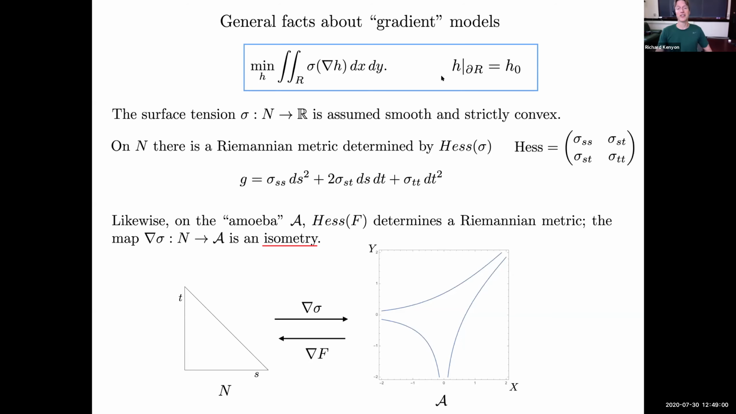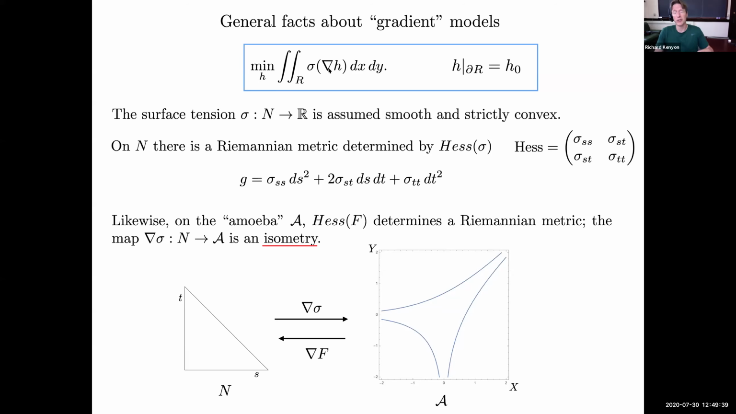So let's get started. Here's the general kind of variational problem we're trying to solve. We have a region R in the plane, right? X and Y are the coordinates in the plane. R is some closed region, and on the boundary of R, we have some fixed Dirichlet boundary conditions. And we're looking for a function h which minimizes this surface tension integral. And the important fact today is that it's a gradient model in the sense that the surface tension only depends on the gradient of h, the slope of the surface.